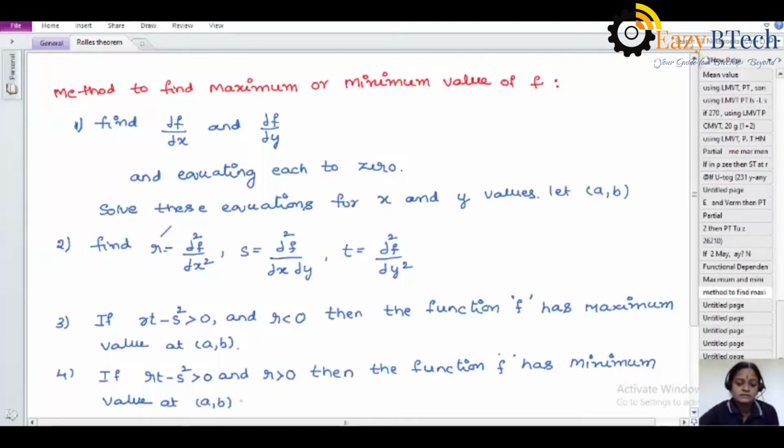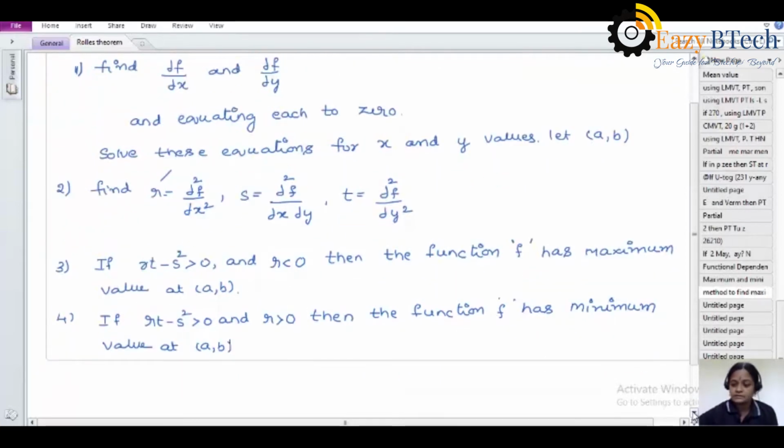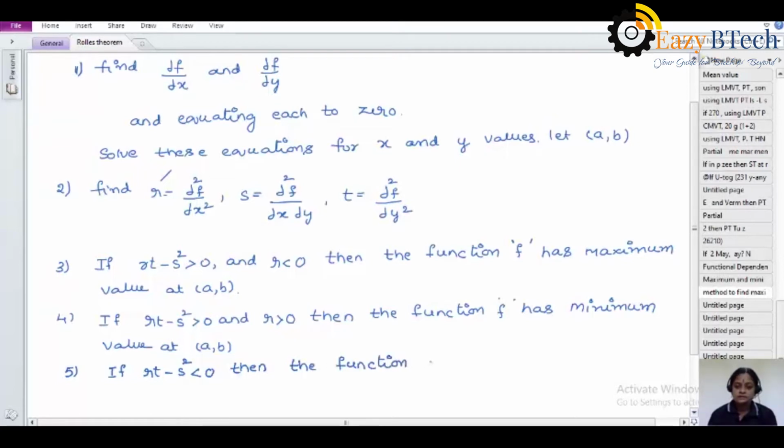Okay, and the fifth point is also there here, for solving maximum and minimum. So if rt minus s square is less than 0, then the function f has not an extreme value.